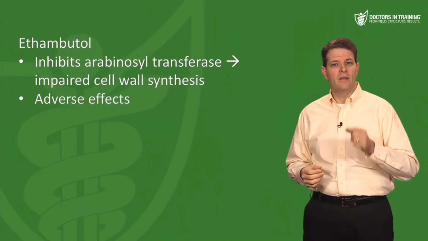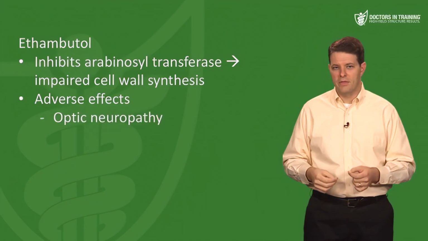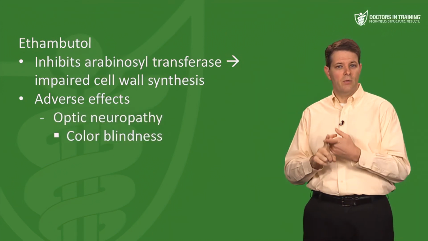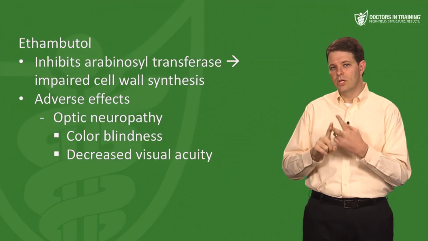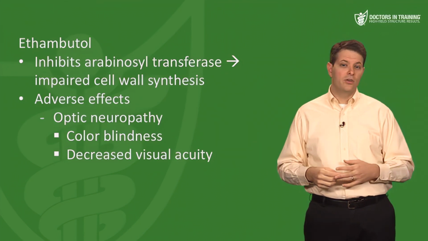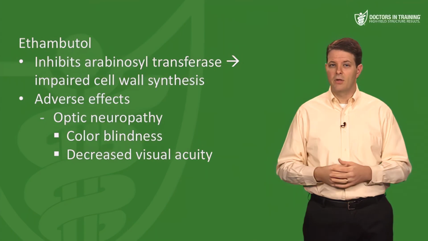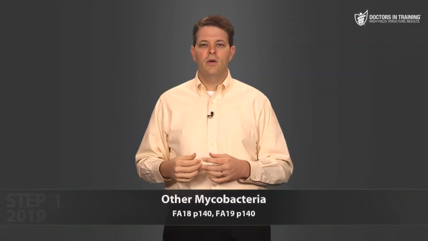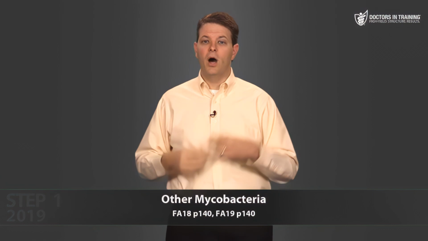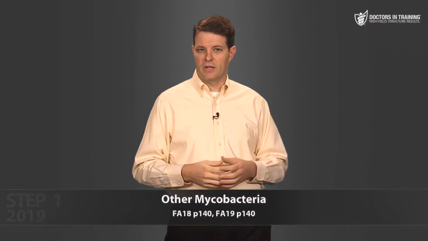But what you should know is that ethambutol causes optic neuropathy, which can present as red-green color blindness or decreased visual acuity. And fortunately, this is usually reversible by simply stopping the ethambutol. Let's move on from Mycobacterium tuberculosis to some other species of Mycobacterium that you might see on your exam.